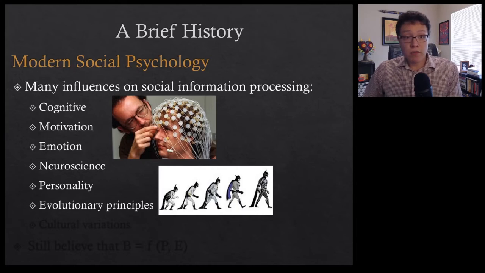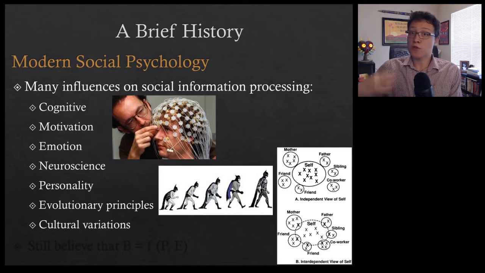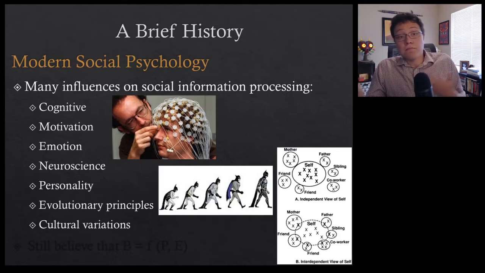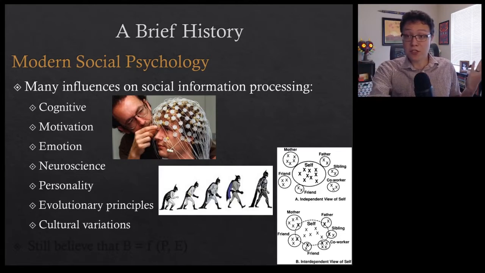We have evolutionary principles, right? So how is it that we've evolved to be social creatures, and cultural variations, which will be a theme throughout this course. Why is it that some cultures act differently than others in similar situations? Why is it that some areas of the United States maybe are a lot more prone to not wearing masks and being more individualistic, whereas other areas of the United States or other cultures, for instance, Japan, have no problem wearing masks in public, right? That's a really good question, especially nowadays.